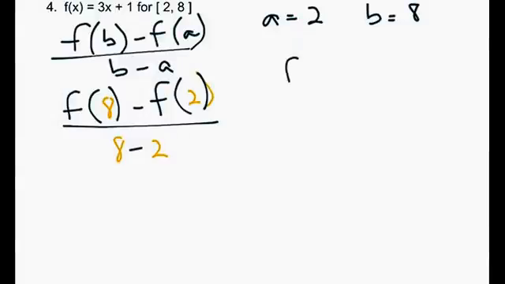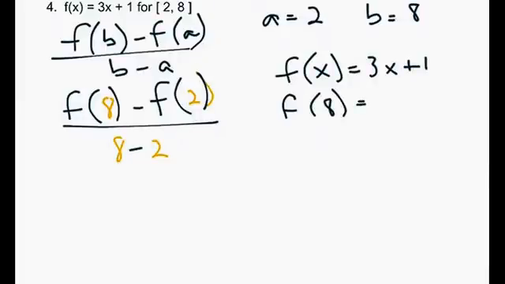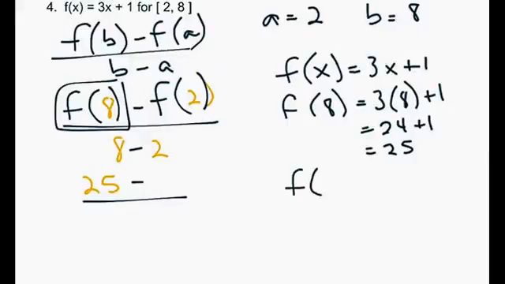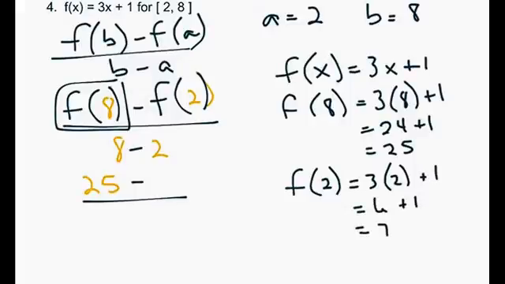Now I need to come over here. I'm rewriting my function. I need to find my values of f of 8 and f of 2. So 3 times 8 plus 1, 24 plus 1 is 25. So I am going to substitute 25 in for my f of 8. Then I am going to find f of 2. 3 times 2 plus 1, 6 plus 1, 7. And I'm going to substitute 7 in here for my f of 2.